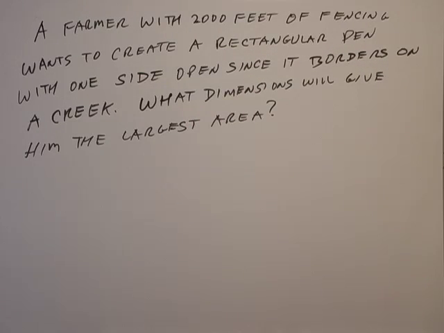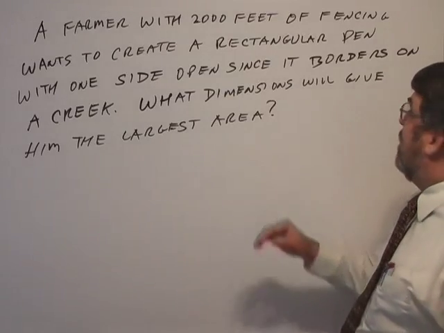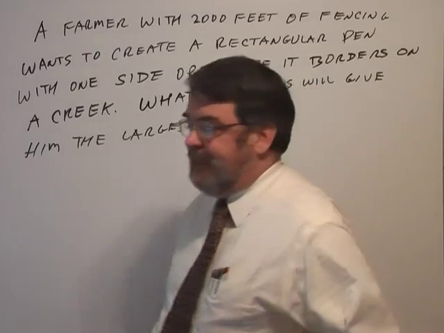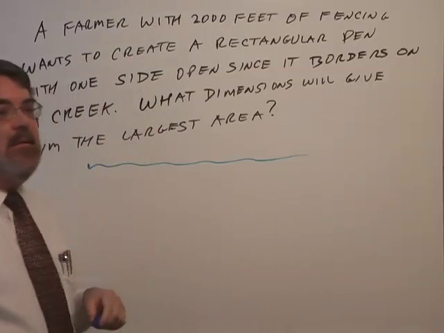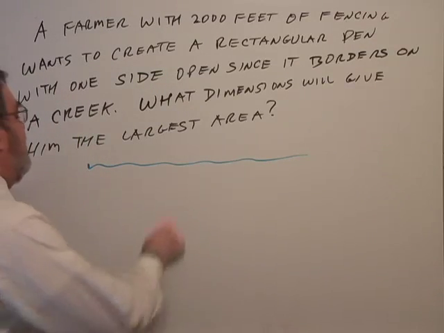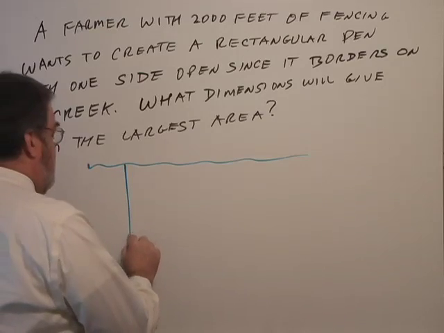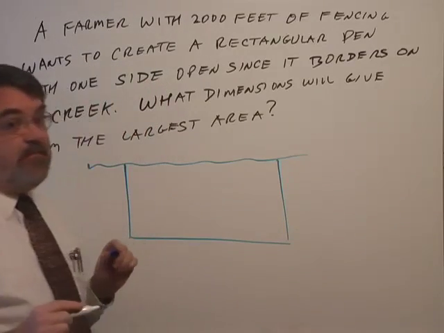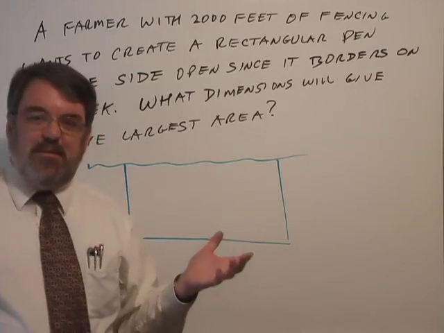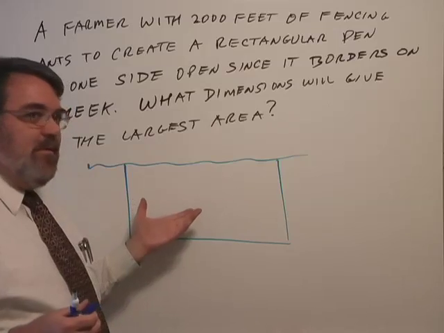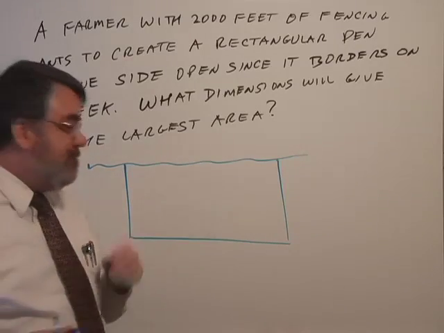So anyway, here's the problem as I stated it. A farmer with 2,000 feet of fencing wants to create a rectangular pen with one side open since it borders on a creek. What dimensions will give him the largest area? All right, so there's a creek on one side, and the cattle won't cross it, so he doesn't need to fence that in, but the pen will have three sides, and is made with 2,000 feet. So how should we construct this? Use that 2,000 feet in order to create the largest grazing area.